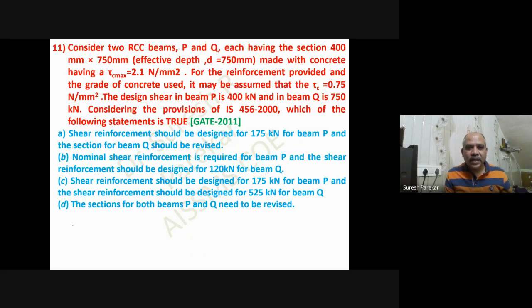Then we have given this and we have to check. So if you see, the design shear in beam P is 400 and in Q is 750 kilonewton.